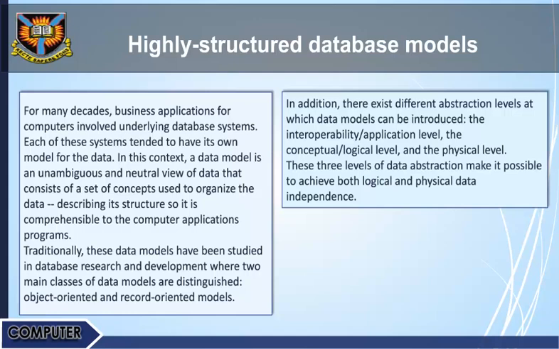Traditionally, these data models have been studied in database research and development, where two main classes of data models are distinguished: object-oriented and record-oriented models. In addition, there exist different abstraction levels at which data models can be introduced: the interoperability application level, the conceptual logical level, and the physical level. These three levels of data abstraction make it possible to achieve both logical and physical data independence.